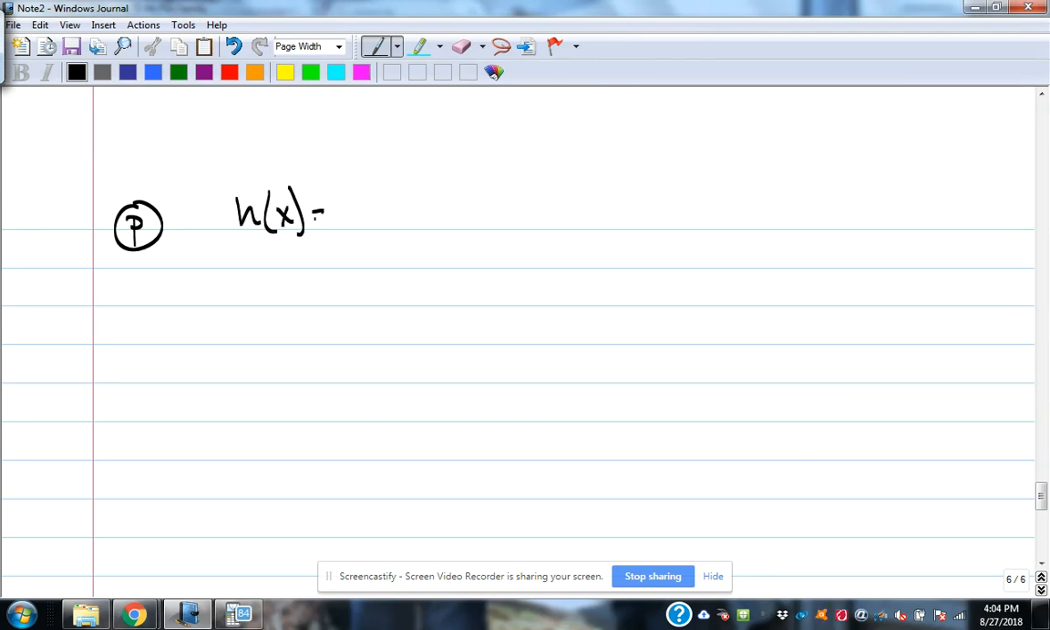H of x equals 12 over x squared minus 16. Do we have a red flag with this one? Yeah, there's an x in the denominator. How do I work it? How do I find out what messes that up?